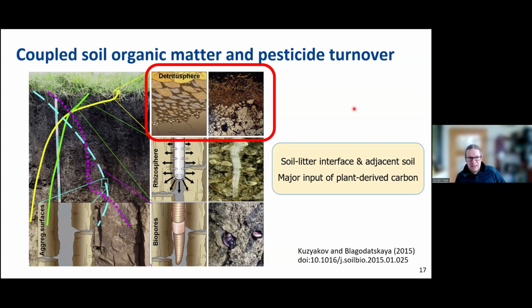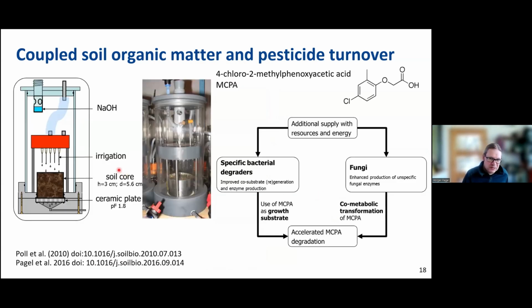The first example that I will show you, from a bit older work already, is how we can use models for coupled soil organic matter and pesticide turnover. Here we concentrate on understanding pesticide degradation in the detritosphere. The detritosphere is a microbial habitat which comprises the soil-litter interface and the adjacent soil. And as I said before, that's one of the interfaces where we have a major input of plant-derived carbon into soil. We performed a lab experiment where we brought the detritosphere into the lab using soil cores of 3 centimeter height, which had a litter layer on top, as you can see in that image here.